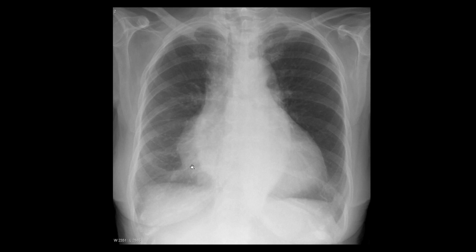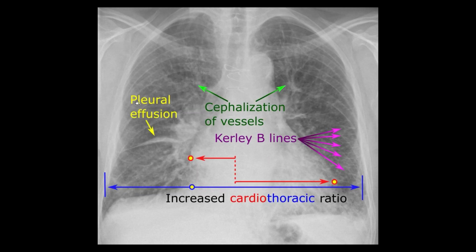Here we can see that there's cardiomegaly. The horizontal fissure on the right side is a bit radio-opaque here, suggesting that there's some pleural effusion there. So this is a heart failure chest X-ray. And that's highlighted here: the pleural effusion, the vasculature being visible at the top of the lung, curly B lines, and the cardiothoracic ratio being enlarged.